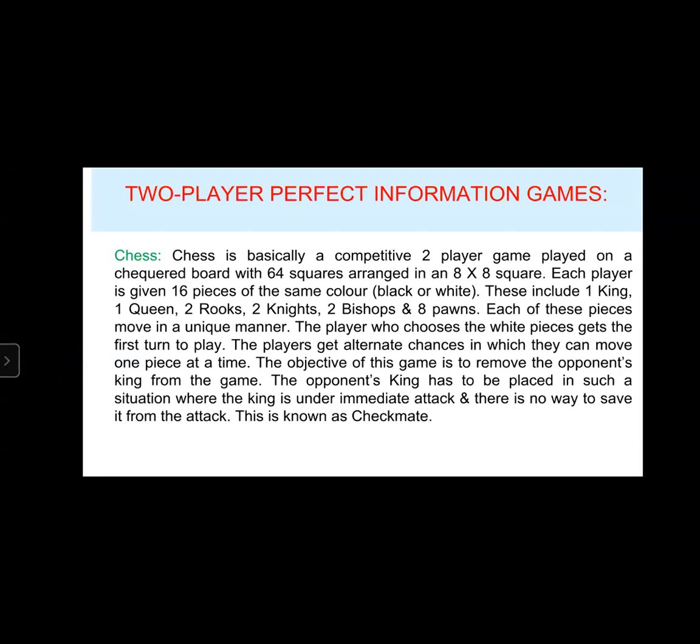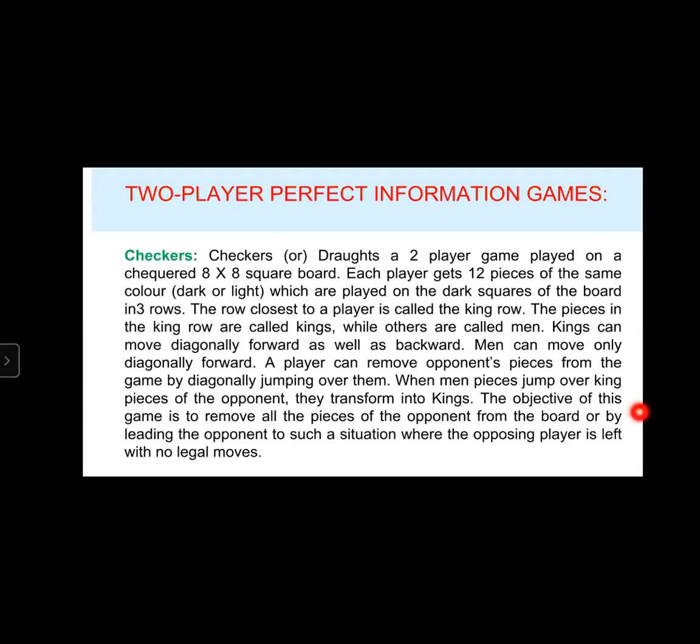The player who chooses the white pieces gets the first turn to play. The players get alternate chances in which they can move one piece at a time. The objective of this game is to remove the opponent's king from the game. The opponent's king has to be placed in such a situation where the king is under immediate attack and there is no way to save it from the attack. This is known as checkmate.